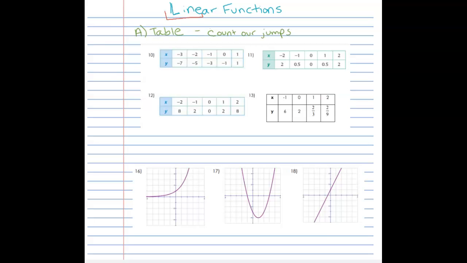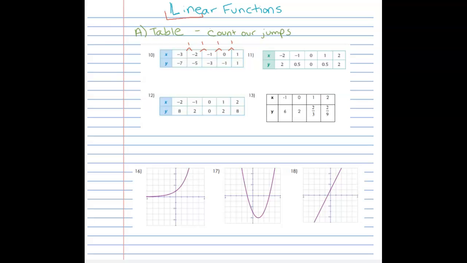So x here, -3 to -2. It looks like we're going up 1. -2 to -1, we're going up 1. -1 to 0, we're going up 1. 0 to 1, we're going up 1. Okay, so that part's easy. The jump here is fine. Does it always need to be 1, 1, 1, 1 up here? It may not always, but we're going to get to that.